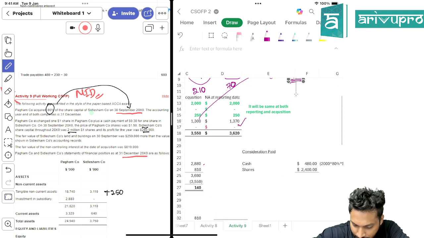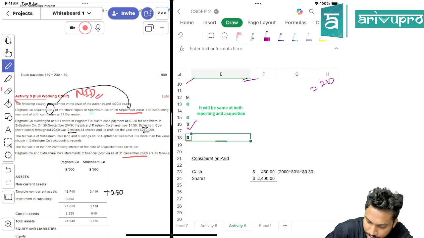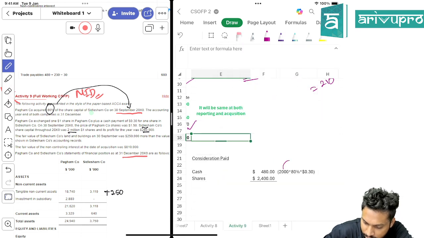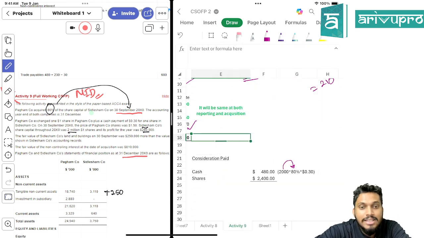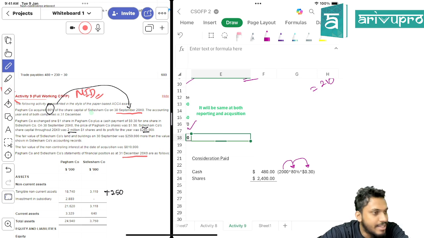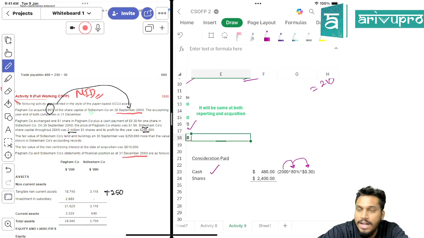So in terms of cash, the subsidiary had 2 million worth of shares. Of that, 80% you are purchasing for 30 cents. So that will be 480,000. The cash that you are going to pay is 480,000. That is the consideration paid.